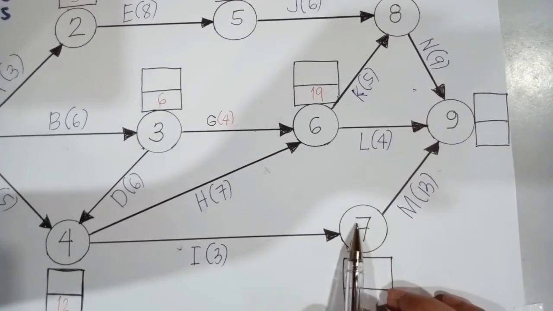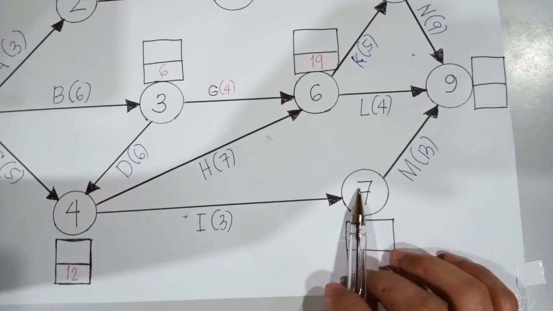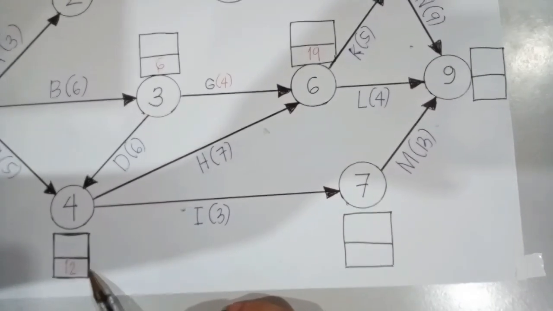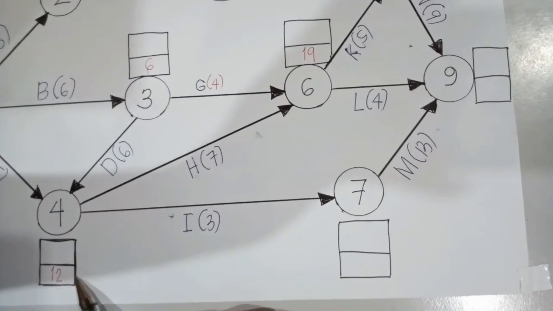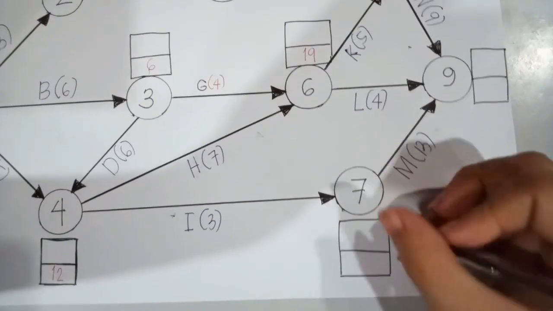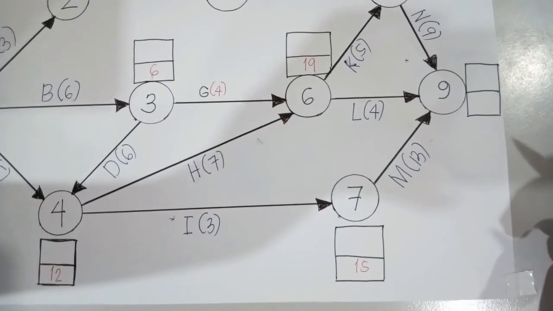And for node number 7, same process, that would be the earliest start time of the starting activity plus the duration. So in this case, you have 12 plus the duration of 3. Therefore, our earliest start time for node number 7, that would be 15.